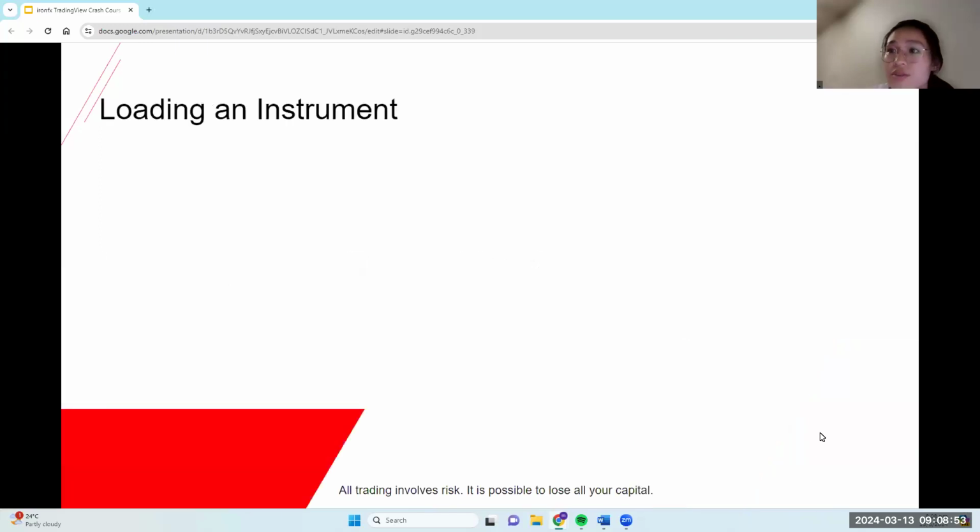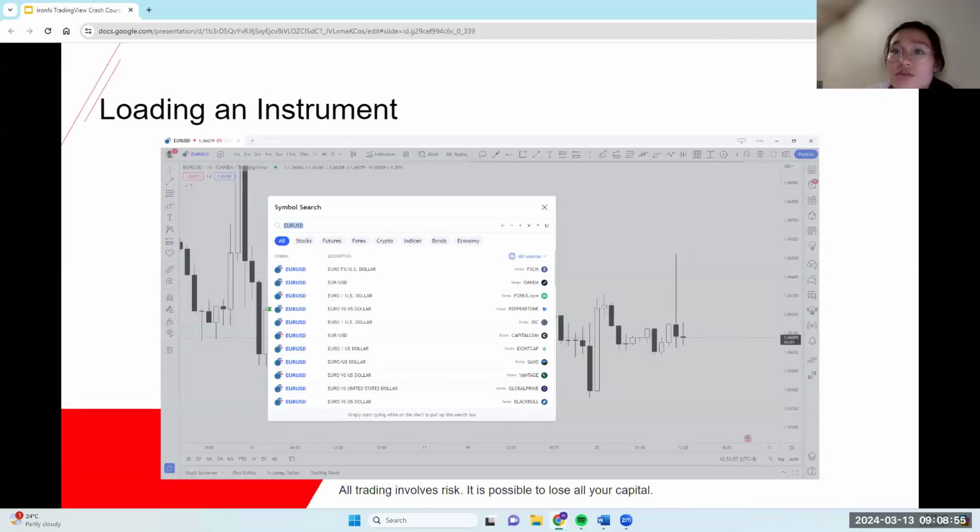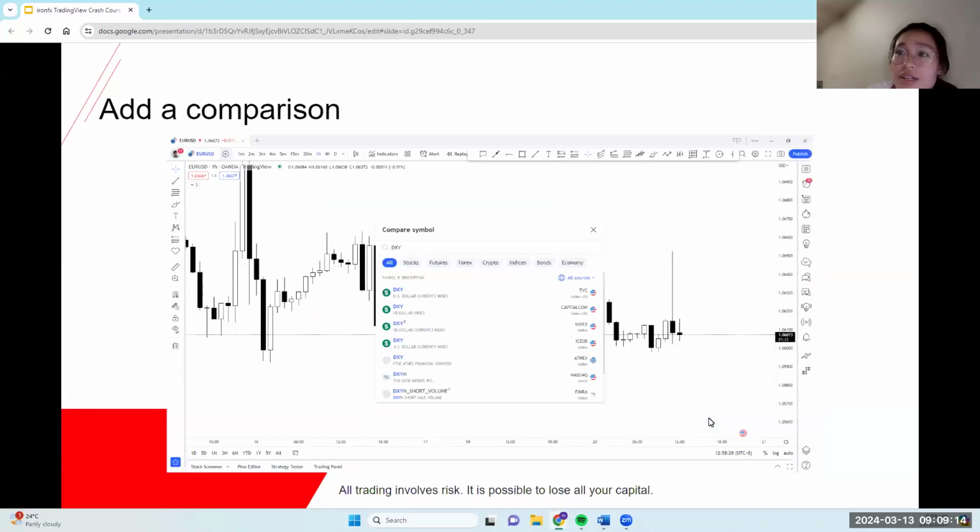So how do you use TradingView? Firstly, you want to load an instrument. In this case, we've searched up Euro USD. But even if you are searching for a stock, just put the ticker into the symbol search and you can select any of the different brokers. For a comparison, you just click on the plus sign and you can compare any symbol.